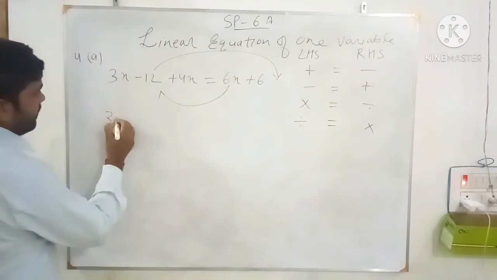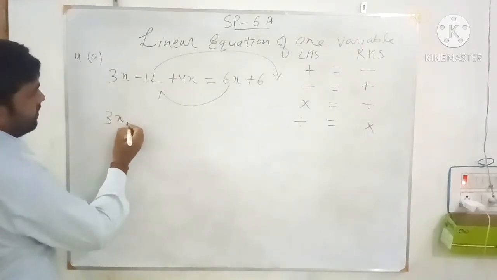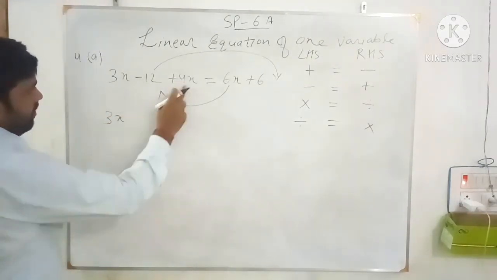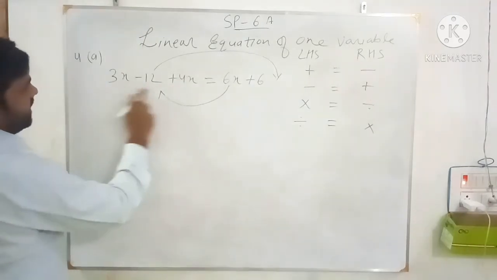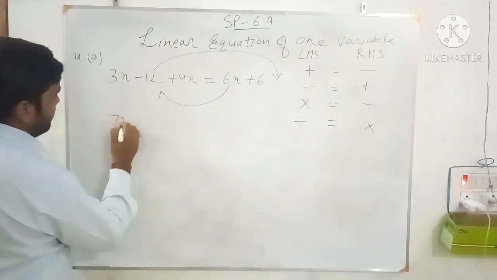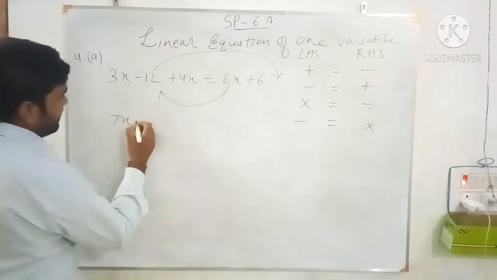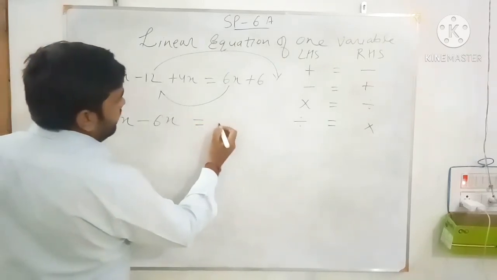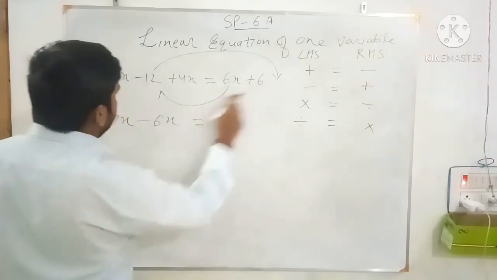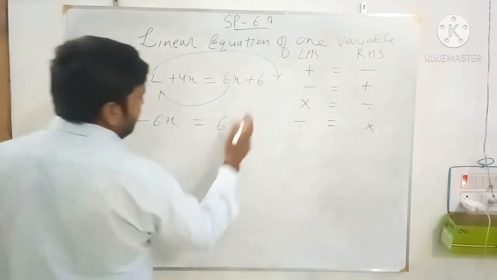So after doing the arrangement, 3x plus 4x. Here I will add 3x plus 4x, which gives 7x. And when I transpose this 6x here, it will become minus 6x. And 6 is on the right hand side, and I will transpose minus 12 to the right hand side, it will become plus 12.